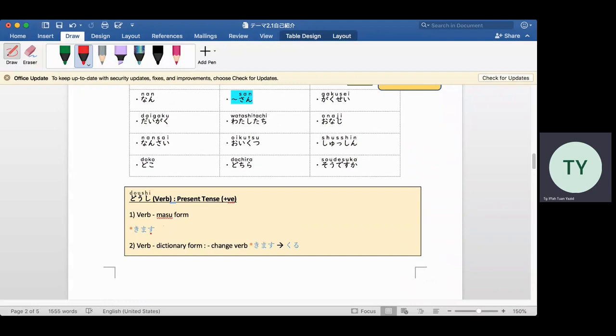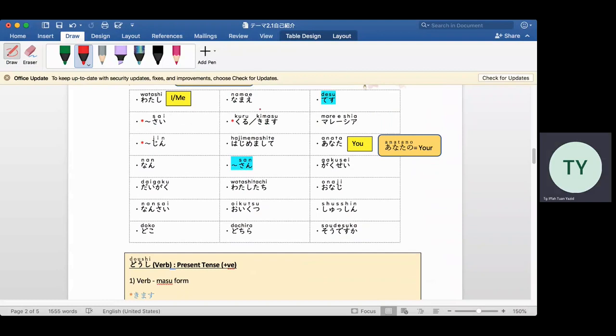This is special. Shimasu and kimasu are special verbs. Shimasu, dictionary form suru. Kimasu, dictionary form kuru. Please refer back to the week 1 slide. Come, maksudnya come, datang. Malaysia, Malaysia, so this is a loan word, so you have to spell it in katakana.